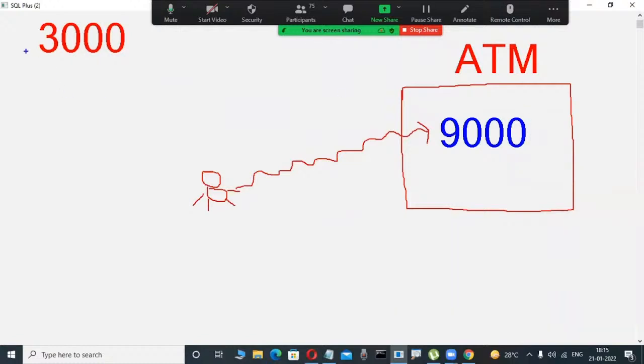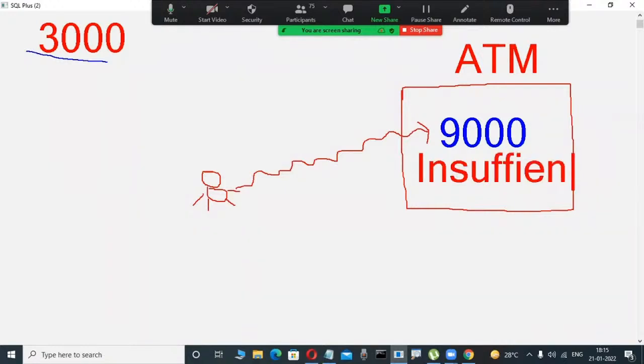Here my balance is 3,000, but how can I withdraw 9,000 rupees? Impossible. In this case, it will give a message. Are you observing or not on your ATM machines? Maybe some message will be displayed, suppose "insufficient funds".